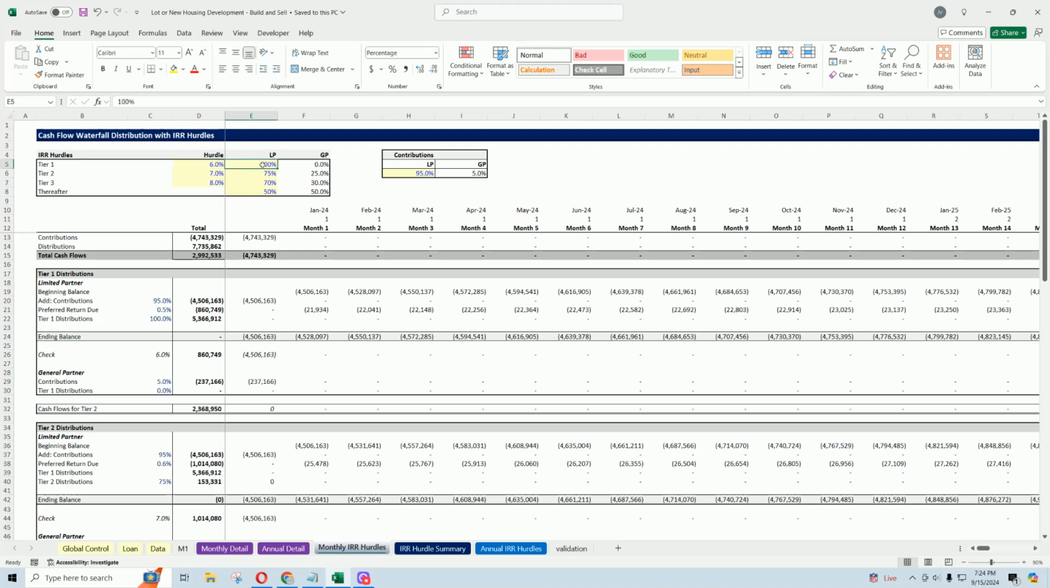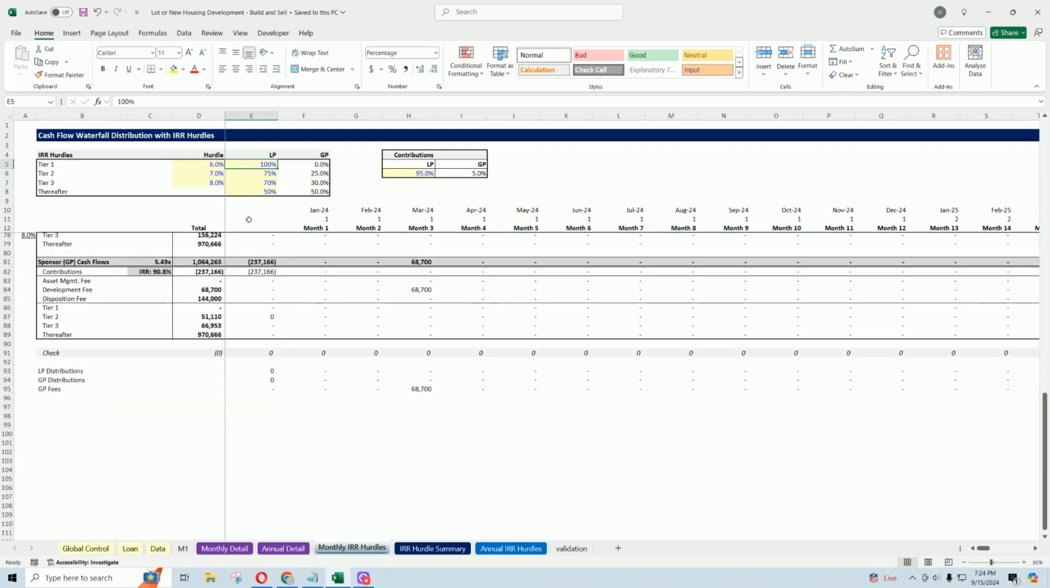And this model is doing 100%. And then after that, if the GP has got them over 6% hurdle, up to 7% is now cash that is going to be split 75-25. So the GP is now getting some share of that cash. And then over 7 up to 8, it's 70-30, and then over 8% IRR for the LP, now it's 50-50. So this incentive structure just says, as a GP, if you can get the LP better returns, you're going to get more and more of the share of the cash flow as the GP.